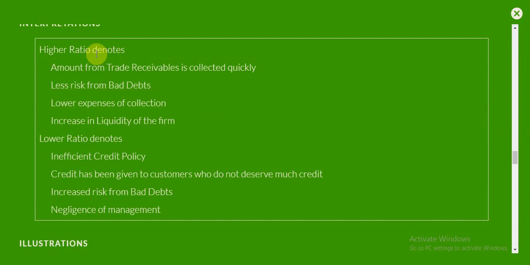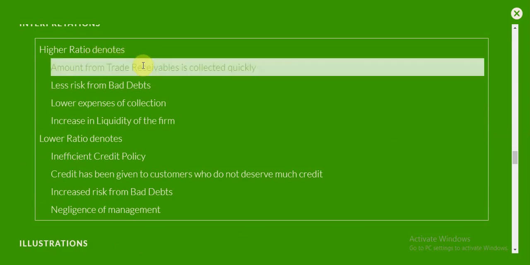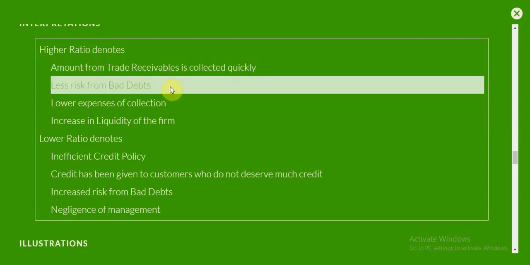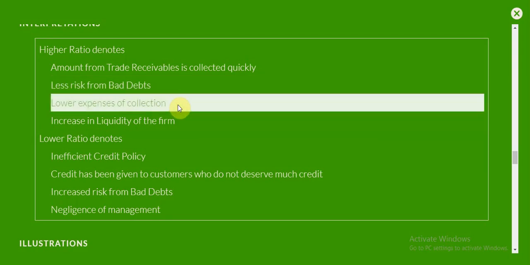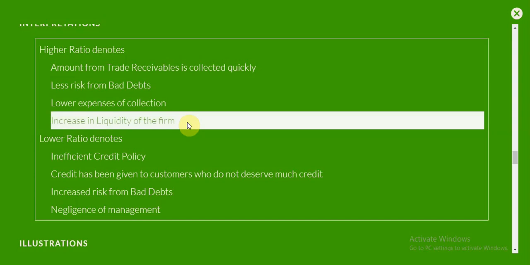A high trade receivables turnover ratio denotes that the amount from trade receivables is collected quickly. We are quite fast and efficient in collecting cash back from the debtors. So because we are quick and fast in collecting the cash, there will be lesser risk for us that will arise from bad debts. We won't have so much of bad debts. And also the expenses of collection that we will have to incur will be low. And because we don't lock up too much cash in debtors, we will have collected back cash from debtors, and so the liquidity of the firm will be in a safe and sound position.